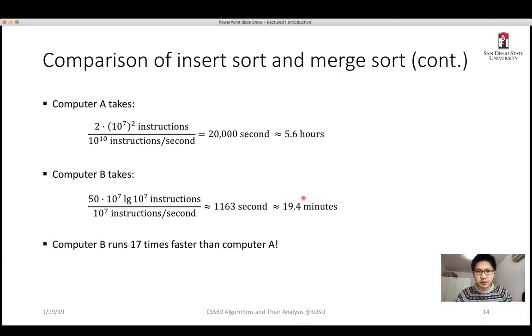The difference between 5 hours running time on computer A and 20 minutes on computer B is just based on the input of size 10 million elements, right? And you can imagine that if the input size is even bigger, what if we want to sort 100 million or a billion numbers, then the difference in running time could even be larger. And if you're interested, you can do the computation yourself.